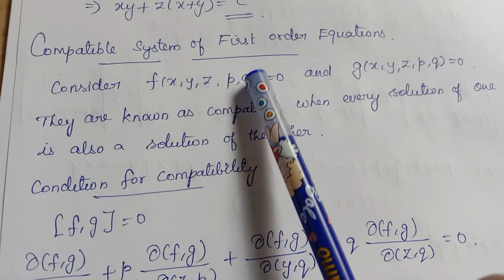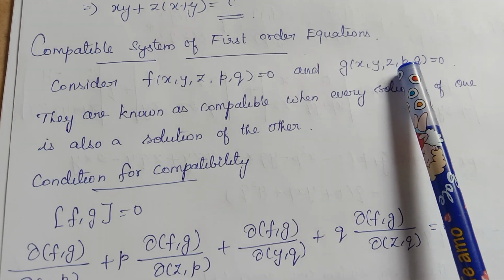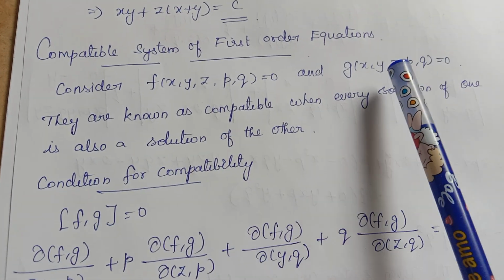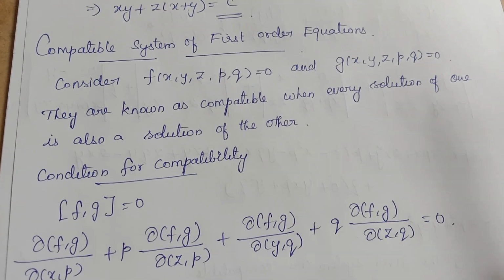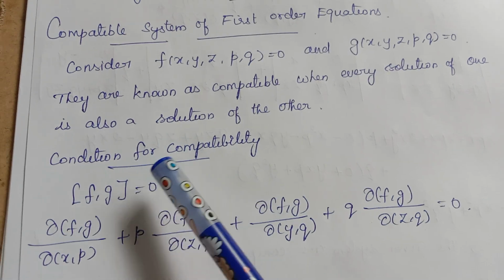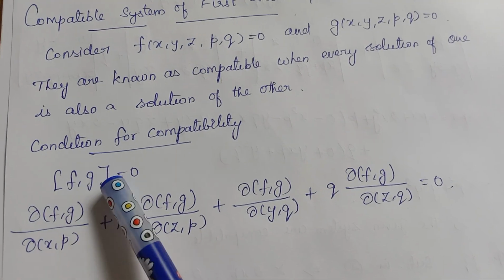This is one particular partial differential equation, and this is another partial differential equation. If every solution of this equation is also a solution of this equation, then the two equations are said to be compatible.